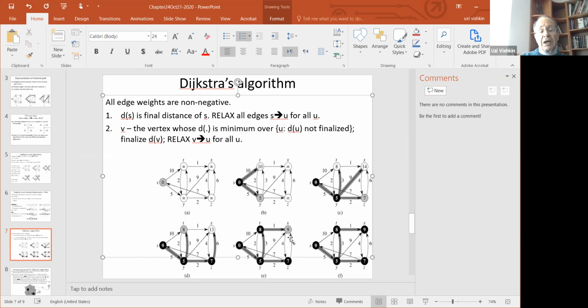We don't bother with edges that lead to vertices that have been finalized. So now, after doing that, we look right here, and we do 8 plus 1, and this makes it 9. 9 is better than 13. And finally, we finalize 9, and that's the end of the computation.